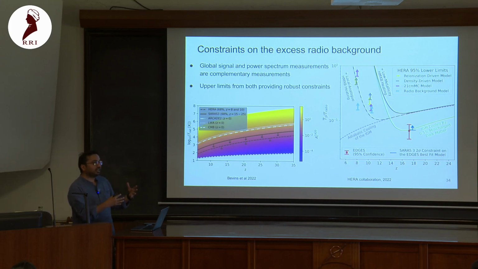And this is really a very exciting period, because just 5 years back, we were looking very differently at these global signal experiments and power spectrum measurements. But suddenly, because they are probing the same exact field, and the limits are so promising, we are able to actually put constraints on spin temperature of the gas, on the excess radio background, with these different measurements with very different systematics.